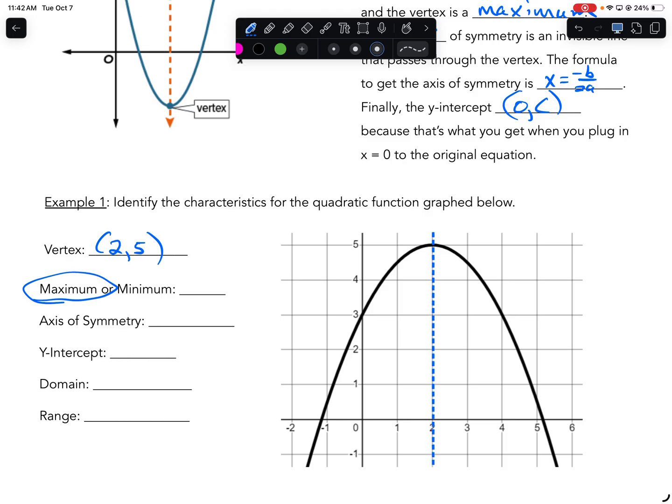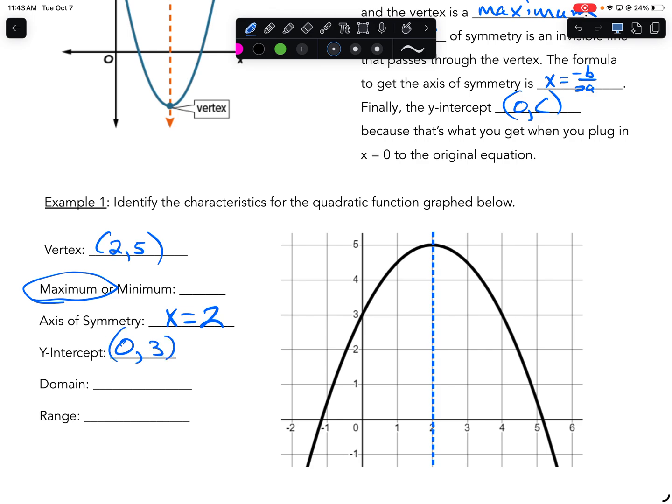Right, so that's the axis of symmetry, meaning I can fold the right half of the graph over that axis of symmetry, and it'll exactly match up with the left side of the graph. So axis of symmetry is x equals negative 2, or positive 2, I mean. What's the y-intercept? 0, 3.